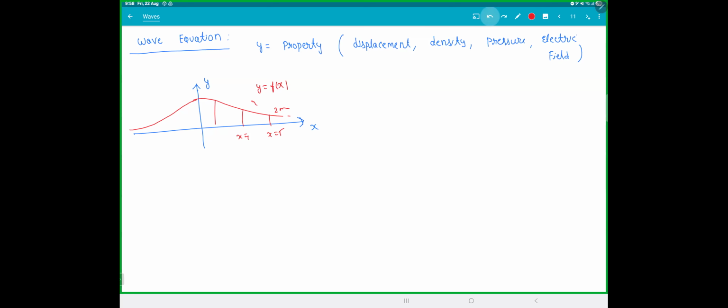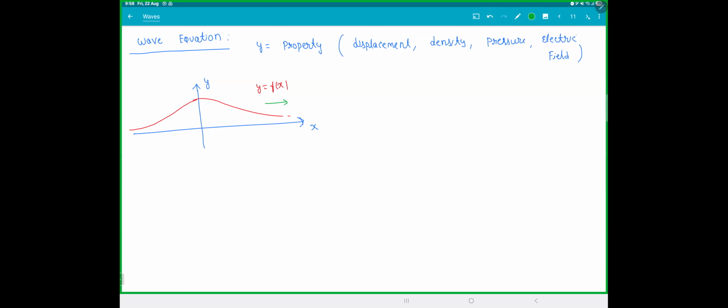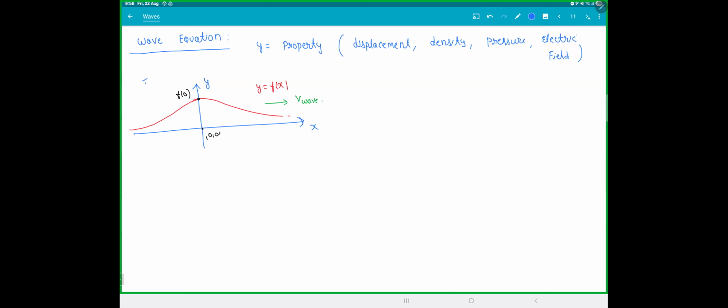So on a string, you generated a pulse, and y is equal to f of x, where y is the height of the particle and x is the x coordinate of that particular particle. And let's say this bump is traveling with the speed of v wave. This point is 0, 0. This height will be f of 0. And this is the scenario at t is equal to 0.